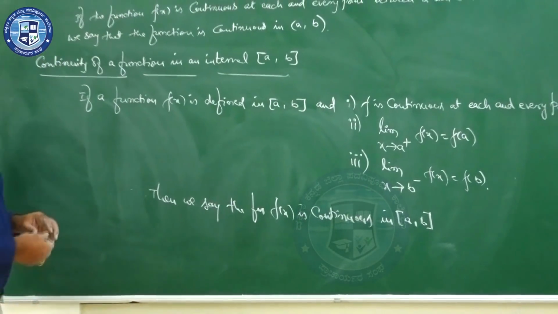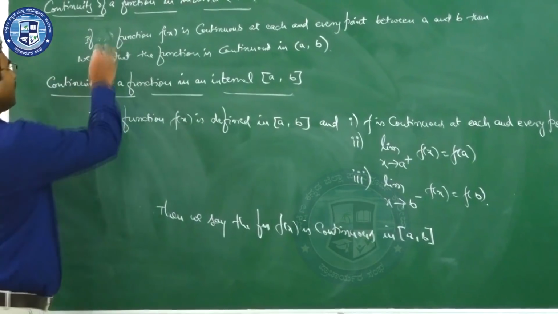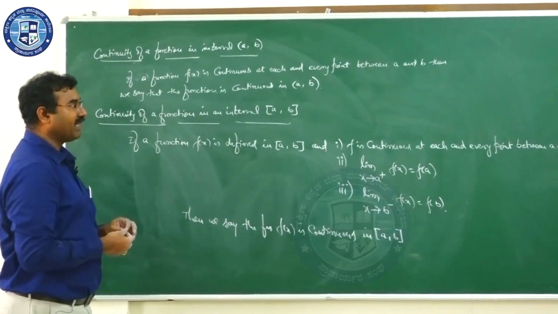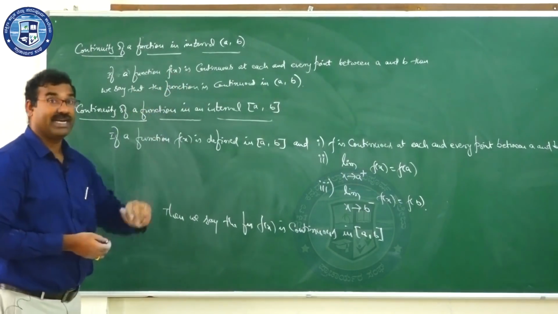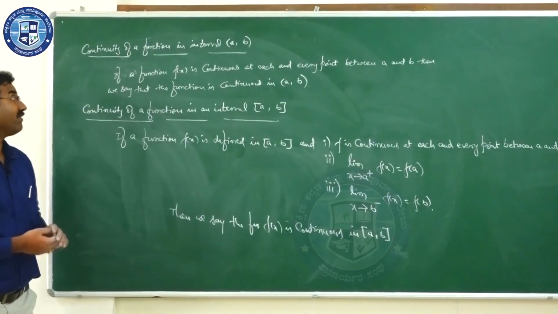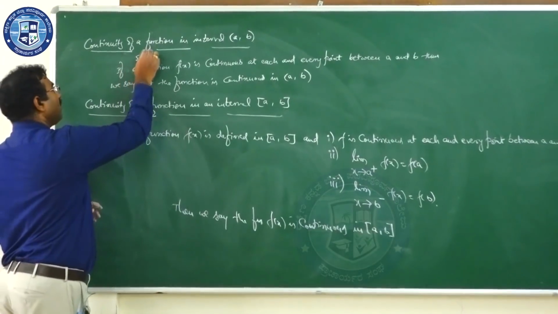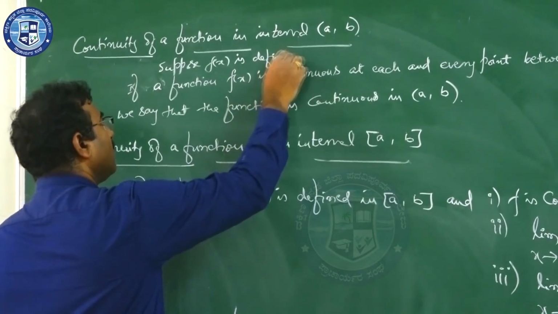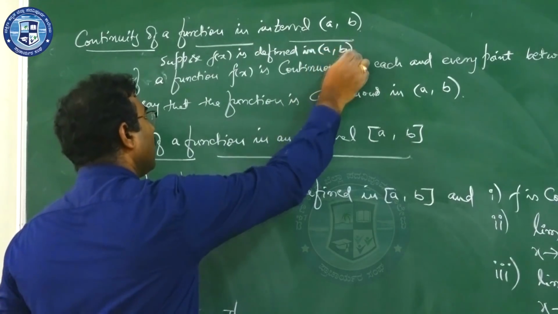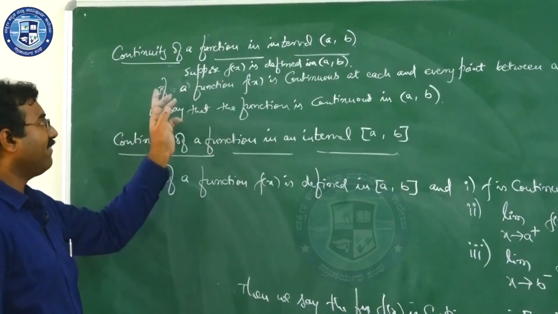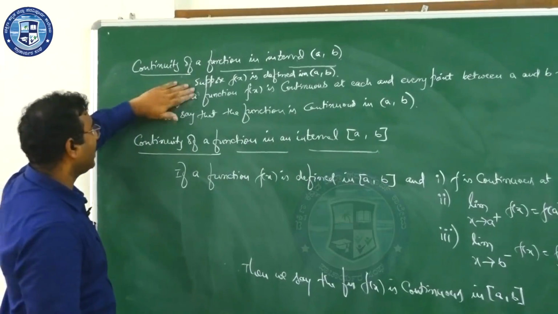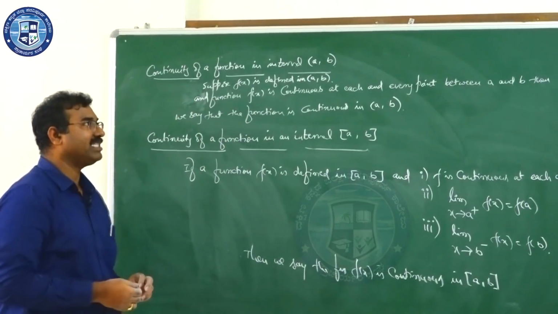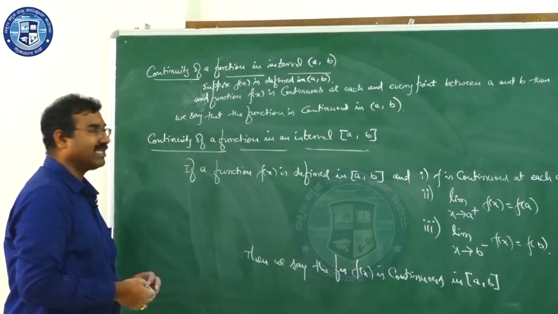So, continuity of a function in an interval, open interval (a, b). If a function f(x) is continuous at each and every point between a and b, then we say that the function is continuous in open interval (a, b), provided f(x) is defined in open interval (a, b). That is very important. Defined is the point. I will mention it here itself. Suppose f(x) is defined in open interval (a, b) and f(x) is continuous at each and every point between a and b, then we say that the function is continuous in open interval (a, b).